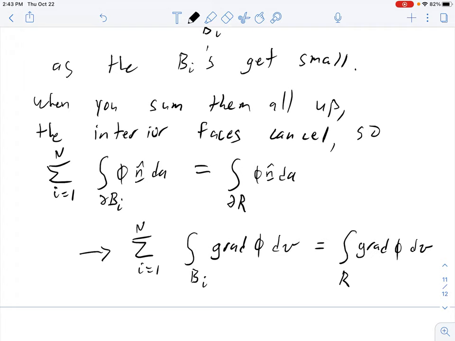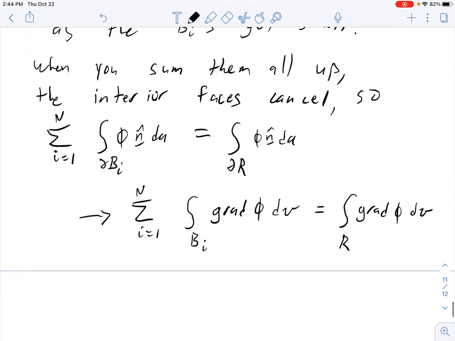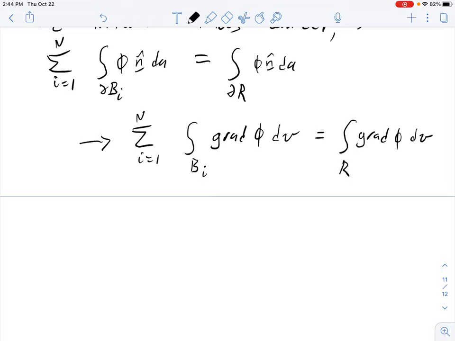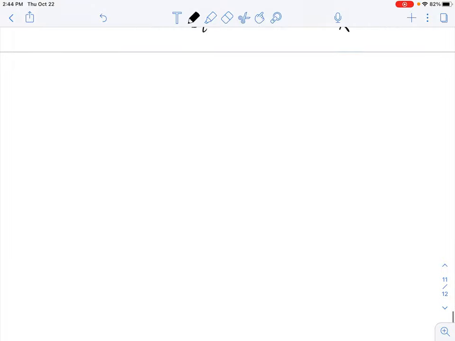There are some arguments about, as we make the boxes smaller and smaller, how do you make sure that the error goes away faster than the number of boxes increases? But we don't really have to worry about that here because we're not trying to prove it formally. Just give you a sketch of how it's done. All right, so that's it for the integral theorems section. Let's do the last problem from exercise 1 in chapter 4.